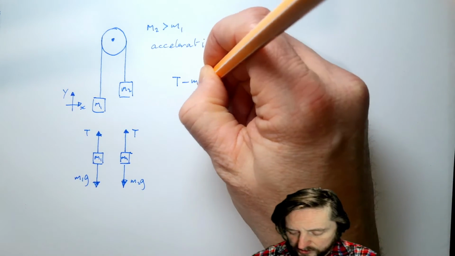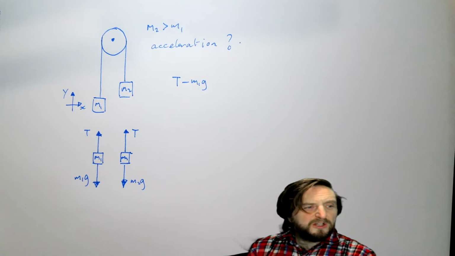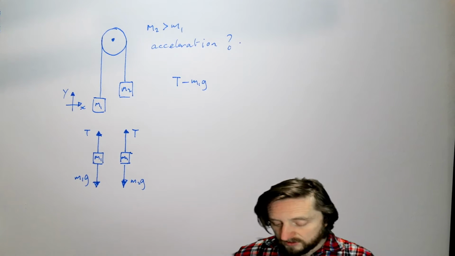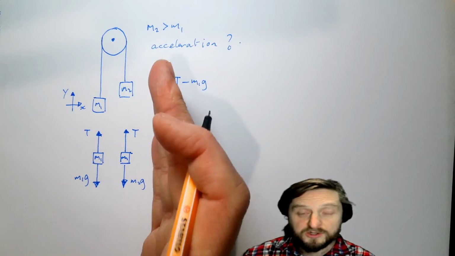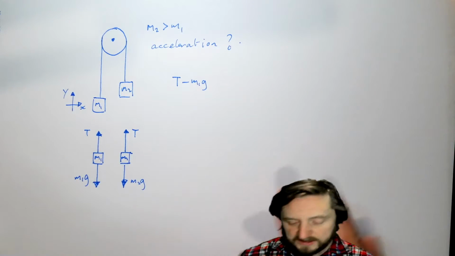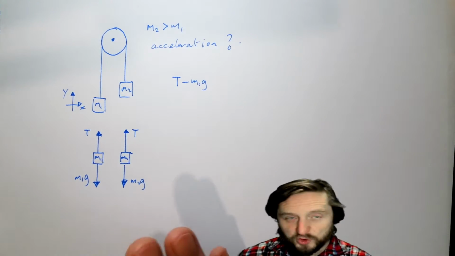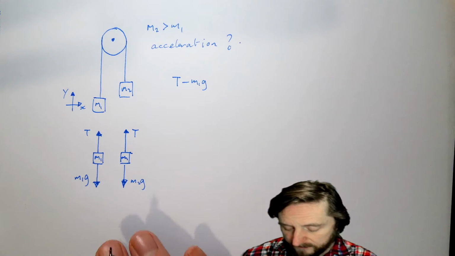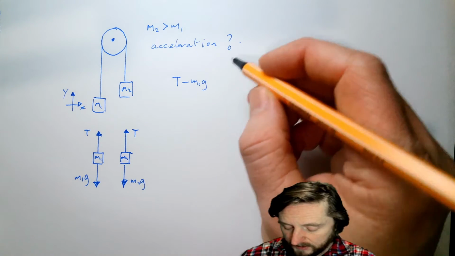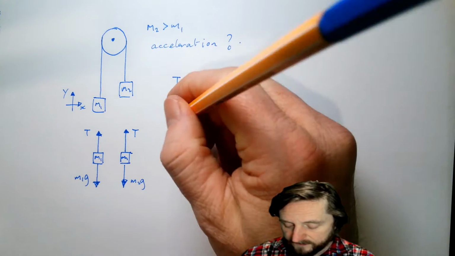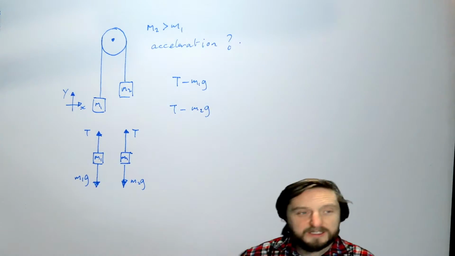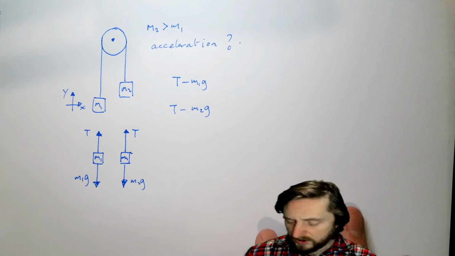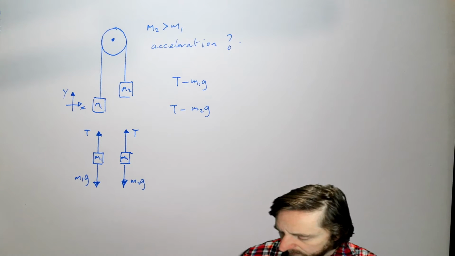minus M1g points downwards. Notice I'm not really using vector notation here because this is essentially a one-dimensional problem. We only have the y-axis here, so we can just shortcut it and not use vectors at all. So that's the sum of the forces for the first one. The sum of the forces for the second one is going to be T minus M2g. Oops, sorry.